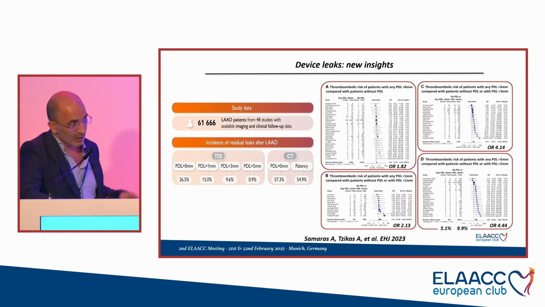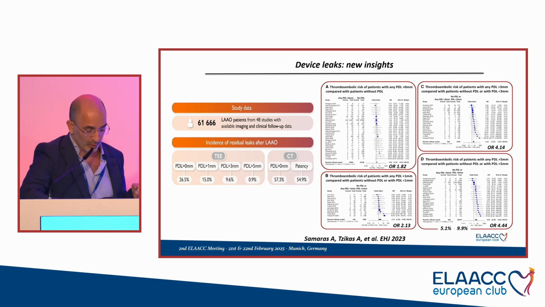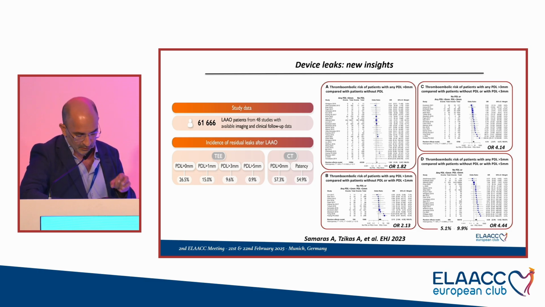And the only correlation that we have with leaks and prognosis is based on this meta-analysis and some studies from the US. When you have a leak, especially the largest one, it starts with any leak, but really the cutoff is that 3 and 5 mm really increase the ischemic events.